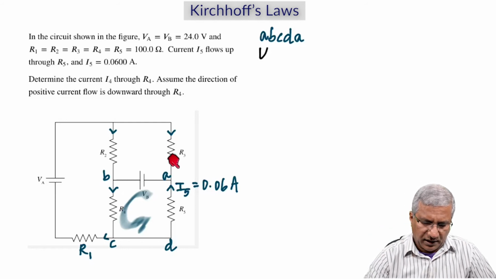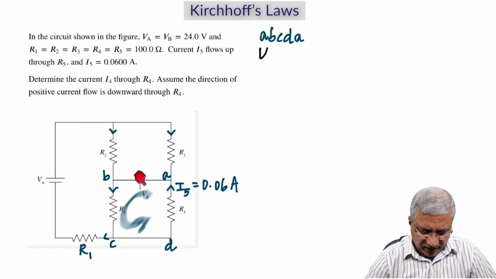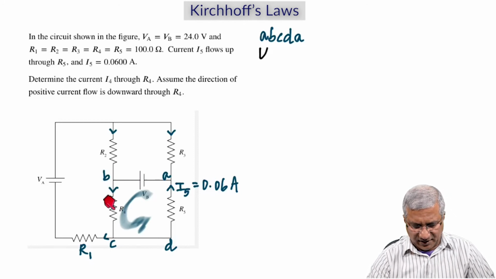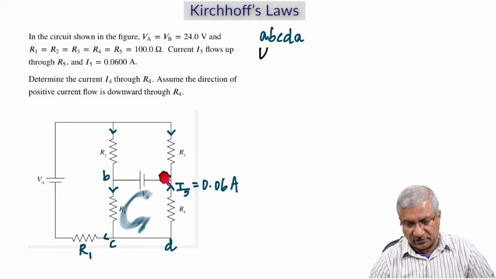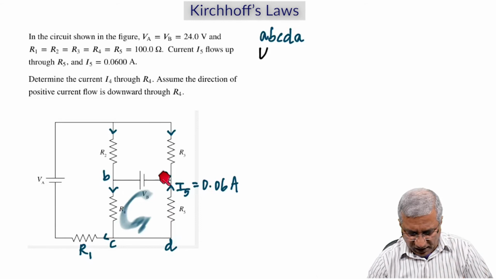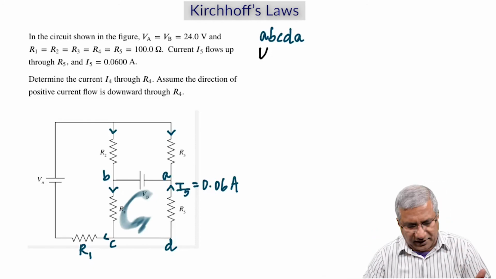So when I start from A and go to B, I'm going from the negative to the positive. So that's going to be positive 24 volt. Okay? And then when I'm coming down, I'm flowing in the direction of current. That means it'll be negative I4 R4, because that's I4. And then when I come here, there is nothing here. So, and then I go up. Once again, I'm moving in the direction of current, so it'll be negative I5 R5. Whenever you go in the direction of the current, it's negative.